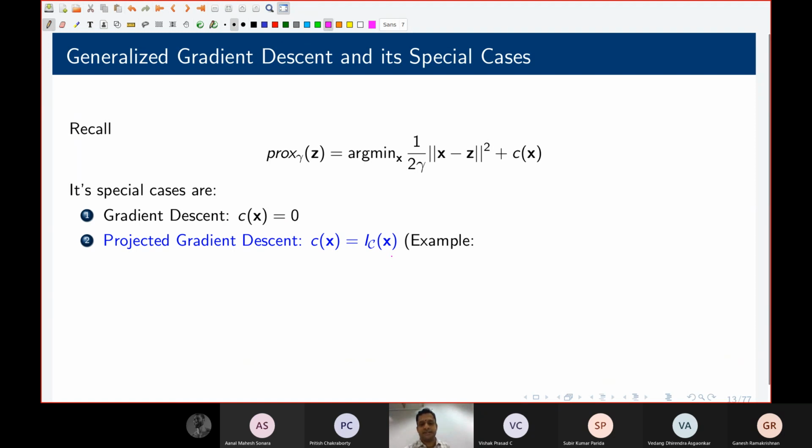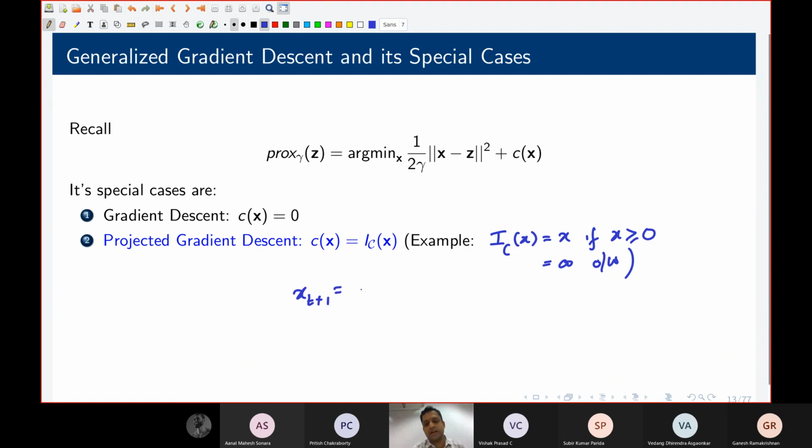As I said, the example is C(x) is an indicator function I(x). So you could have, for example, an indicator function which says positivity. Let's say I(x) is x if x is greater than 0 and equal to infinity otherwise. So what is this projected gradient descent going to do? We will talk about it a little later. But what do you think this will do?